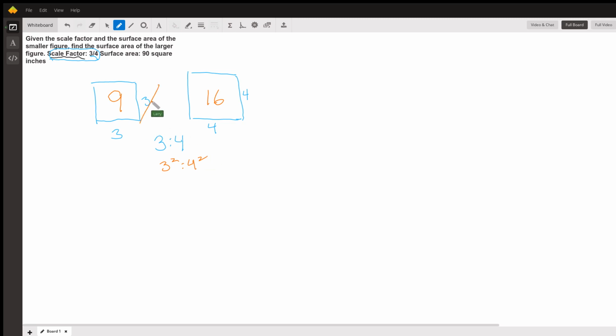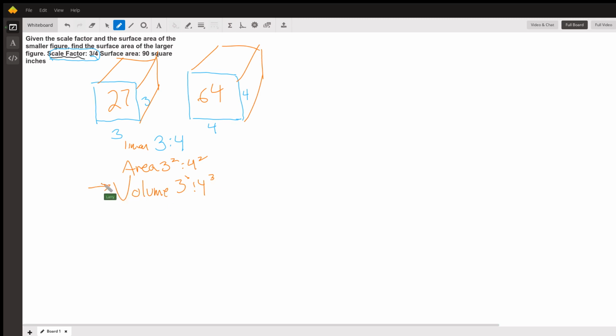And if we're looking at volume, we'll make cubes here. What's the volume of these cubes? Well, 27 and 64. So linear is scale factor. Area is scale factor squared. Volume, look at that, that's 3 cubed to 4 cubed. It makes sense because volume is 3 dimensions, so you've got to cube the scale factor. Area is 2 dimensions, so you've got to square the scale factor. And linear is scale factor.